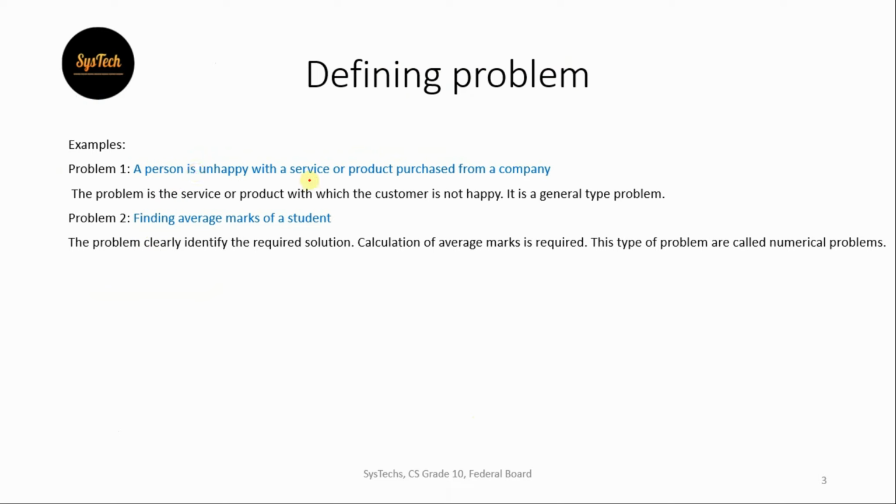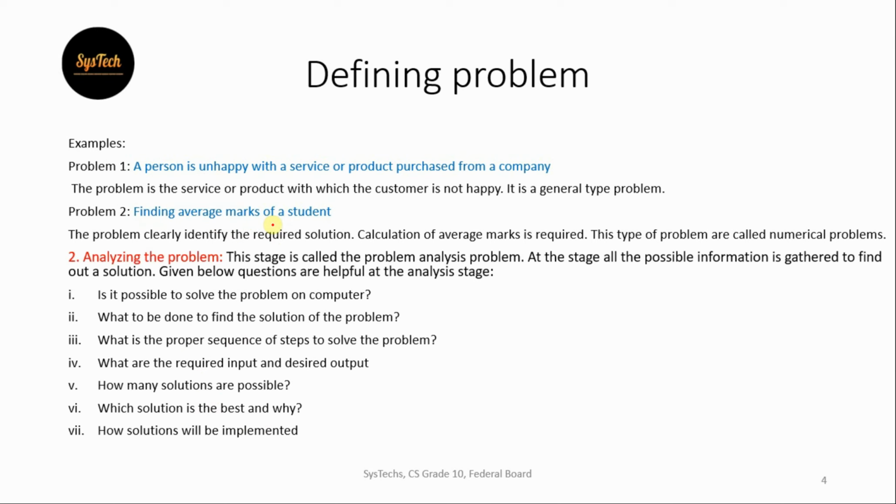Example: a person is unhappy with the service or product purchased from a company. So this is a general type of problem, and in this there is one keyword, unhappy with the service or product. So try to find out what is the reason for the unhappiness of the customer. Problem number 2, finding average marks of a student. It means we shall get some marks as input and then we shall calculate the average. So the problem tells about the calculation. This is average, and you will apply the formula of average, and then you will calculate the average.